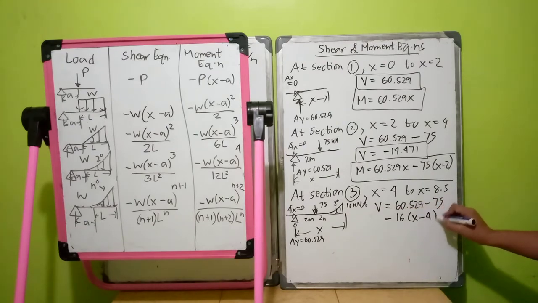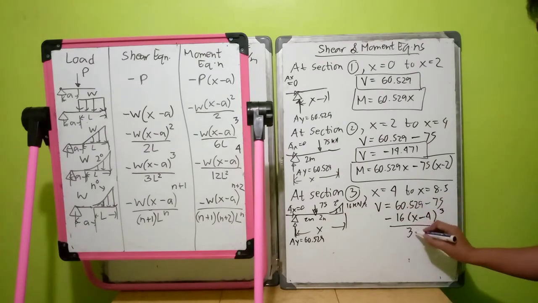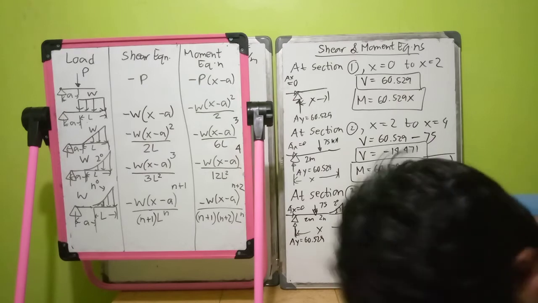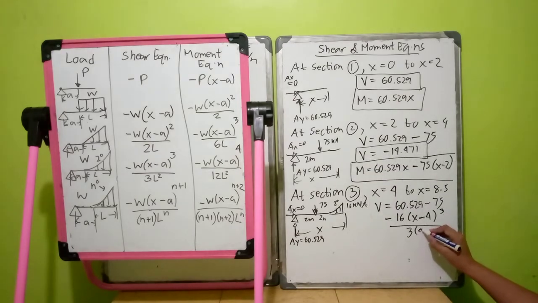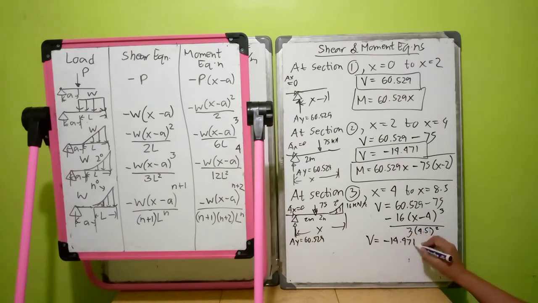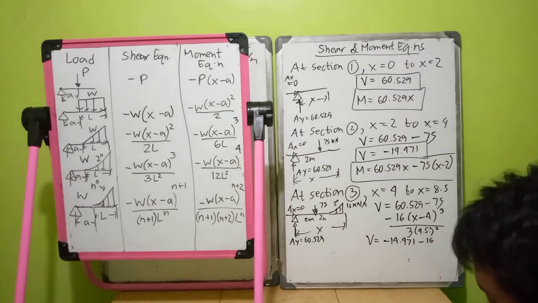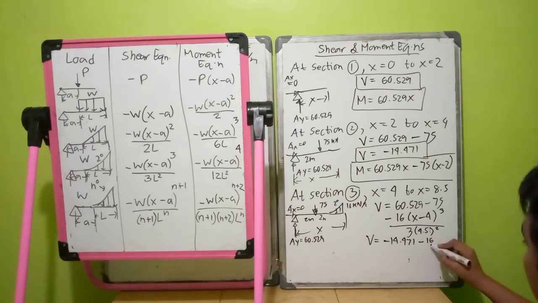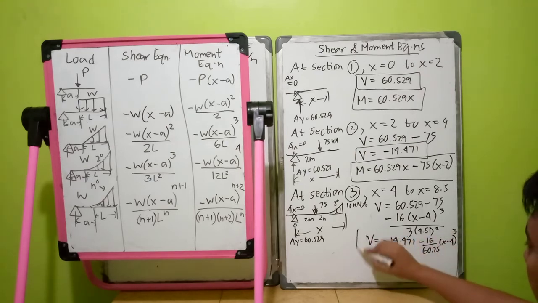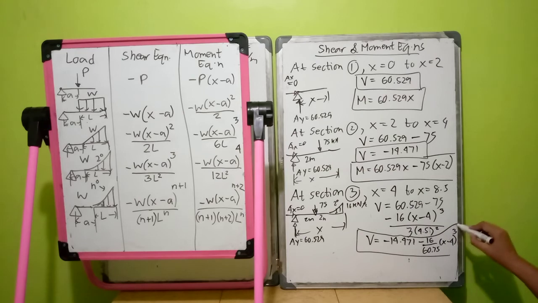X minus 4 to the power of 3 over 3 times L squared, where L here is 4.5 squared. Okay? So therefore, we can get the V, which is negative 14.471 minus 16 over 4.5 squared times 3, which is 60.75, times X minus 4 cubed. So this is your shear equation.